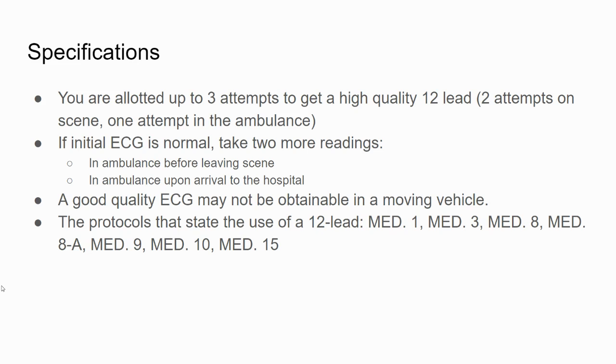You're allotted up to 3 attempts to get a high-quality 12-lead ECG: 2 attempts on scene and 1 attempt in the ambulance. If you can never achieve a good quality ECG, don't waste more time, just get to the hospital. If the initial ECG is normal, take 2 more readings, like I said before leaving the scene and upon arriving at the hospital, because sometimes you can see an evolution right live in front of you. A good quality ECG may not be obtainable in a moving vehicle. The specific protocols that state the use of a 12-lead include your Med 1, Med 3, Med 8, Med 8A, Med 9, Med 10, and Med 15.